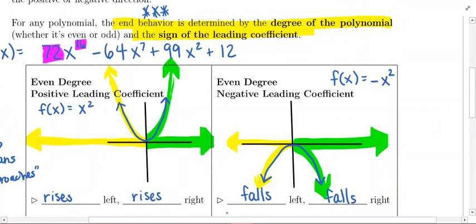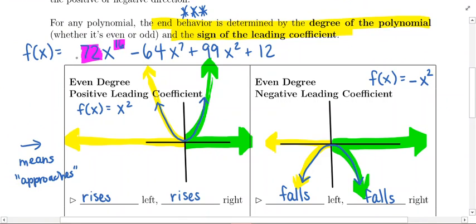If I go back up to this made up polynomial up here, if I change the leading coefficient to negative 72, now we've got even degree and negative leading coefficient. So this polynomial, without even putting it in the calculator, you know the end behavior. Both sides are going to drop, fall to the left, fall to the right.